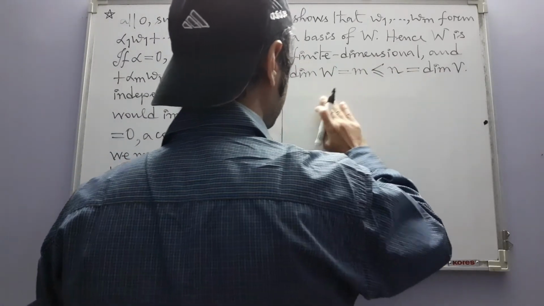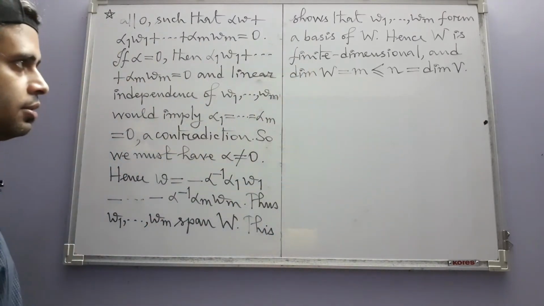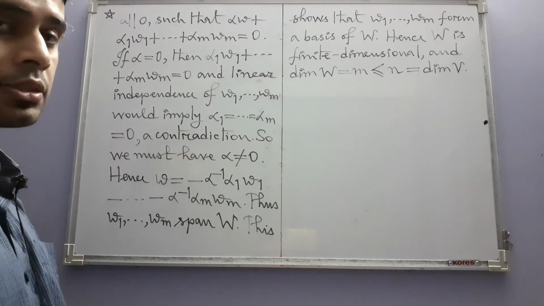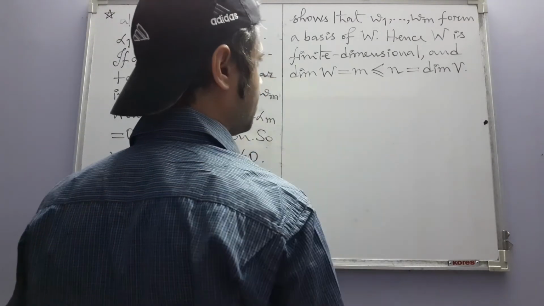Next, we come to the question of the dimension of the quotient space V by W.